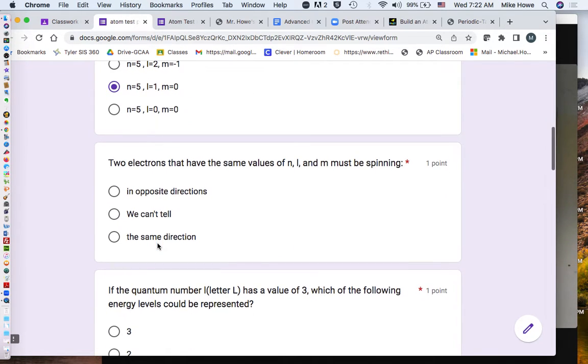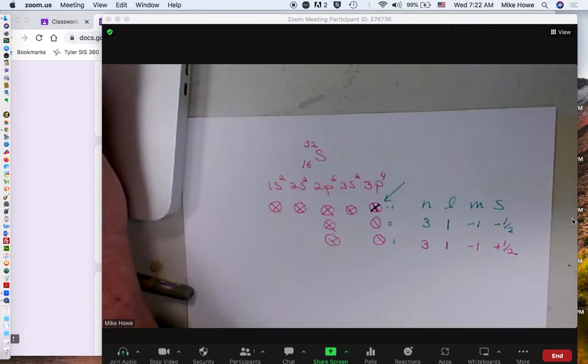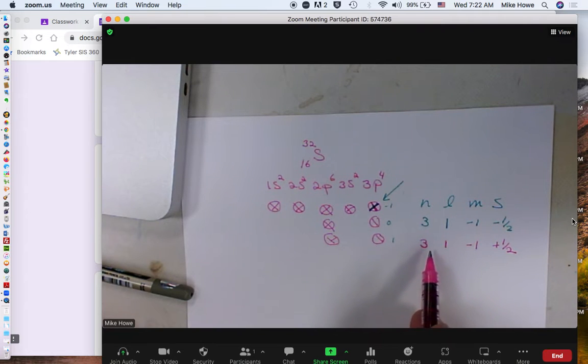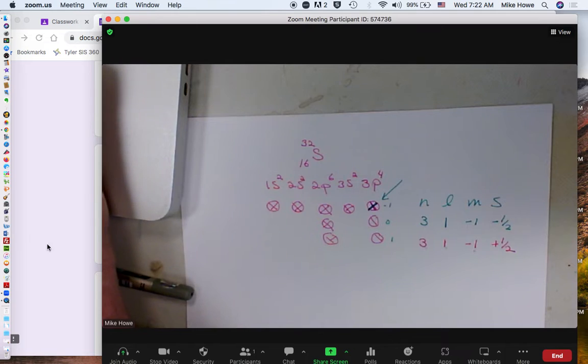Two electrons that have the same value of n, l, and m must be spinning in opposite directions. This was an example of that. n, l, and m were the same. They had to be spinning in opposite directions.